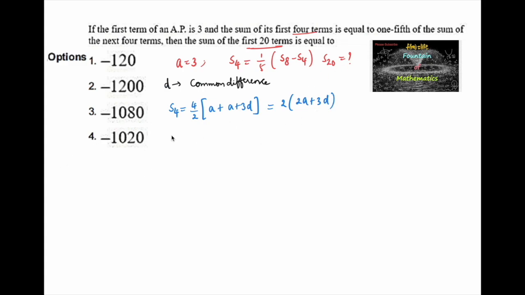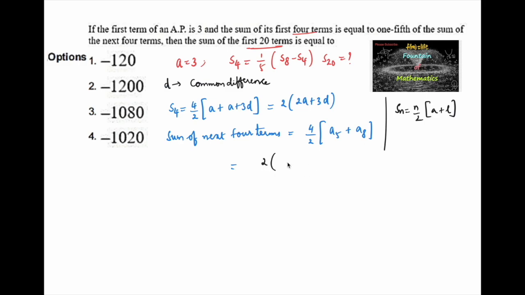And similarly the sum of the next four terms, we can consider, that is 4 by 2 times the first term, which will be the fifth term, plus the last term, which will be the eighth term. Since we know the formula, Sn is equal to n by 2 times first term plus last term, here we can write 2 times a5, which is nothing but a plus 4d, because we know that the nth term in arithmetic progression is a plus n minus 1 of d. And here the eighth term we can write a plus 7d, that is 2 times 2a plus 11d.